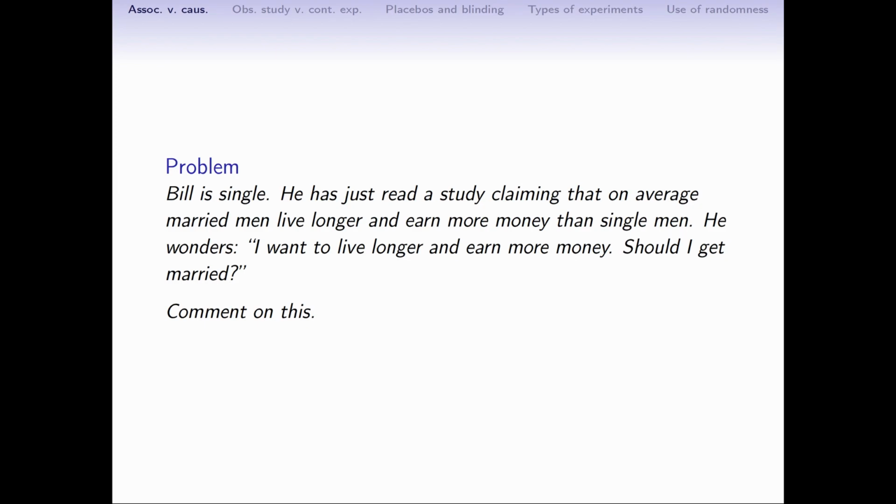All right, now we're going to move on to our next topic, and that's to take a look at observational studies versus controlled experiments. Okay, observational studies versus controlled experiments. So that's up next.